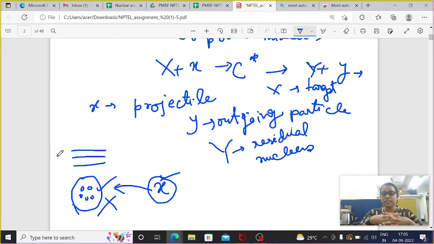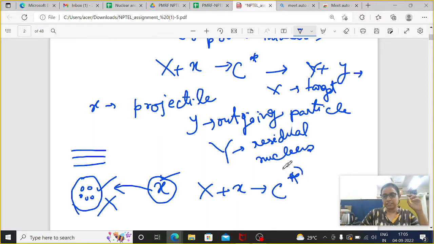But there will be one stage where capital X and small x will be in a compound condition, like capital X and small x. This type of thing will make a C star. Obviously this C is called a compound nucleus.